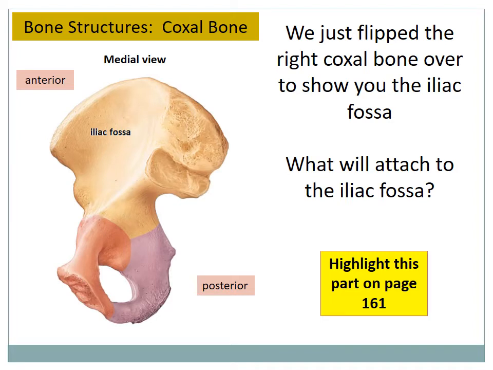So what I did here was flip the right coxal bone over to show you the iliac fossa. Guys, it's a fossa. It's an indentation in this case. So what's going to attach to your iliac fossa? Muscles. Very good. A lot of your butt muscles are going to attach there. So, muscle attachment there.